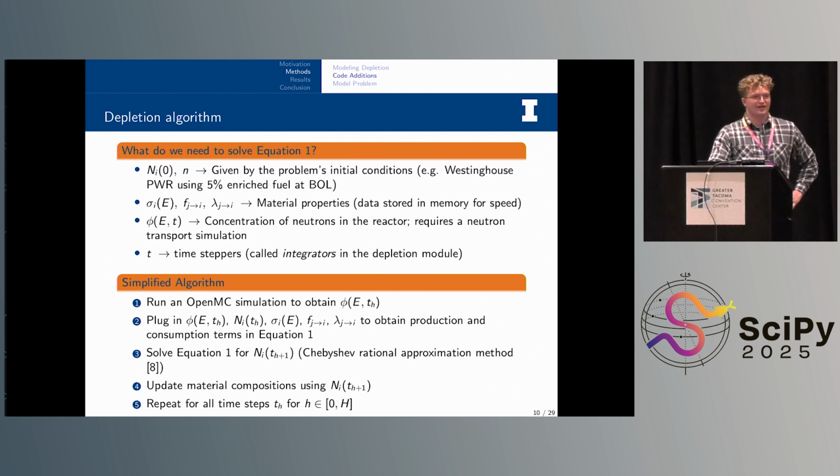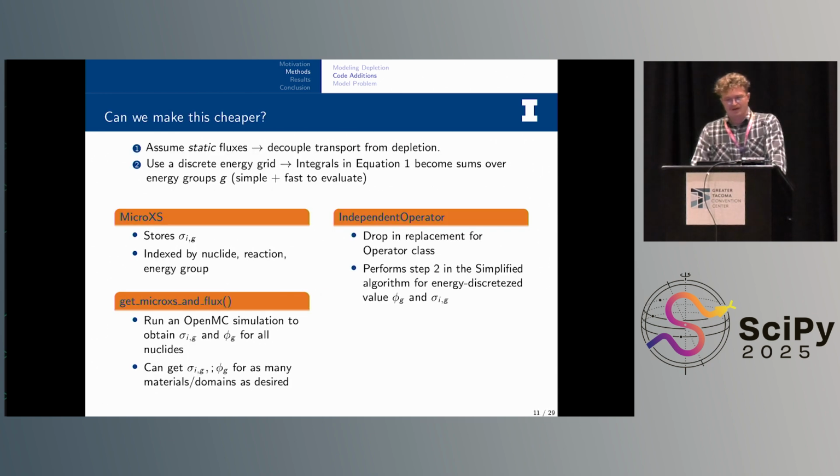Now, I've talked a lot about how expensive this process is. You're probably wondering, how do we make this cheaper? Because the title of the talk is Burning Fuel for Cheap. Well, let me tell you. There's two things that we do. One is that we assume our fluxes are static, so we're decoupling transport from depletion. Second is that we use a discrete energy grid to transform the integrals in equation 1 to sums over energy groups G. This makes it a lot simpler and faster to evaluate.